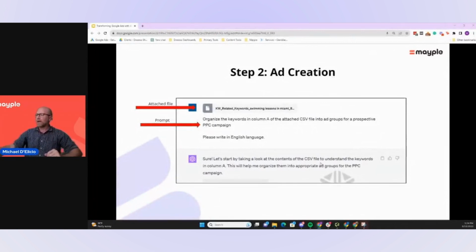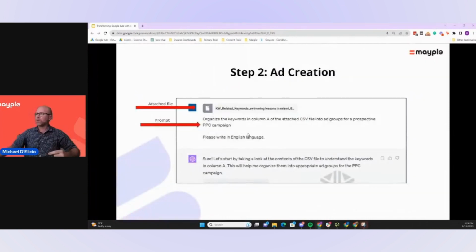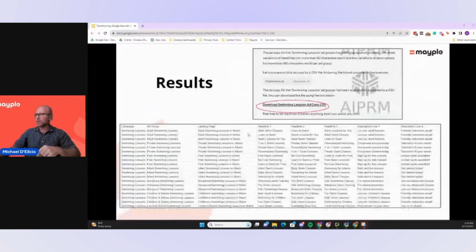So this is an output example. Here's my follow-up from the keywords that I had them generate. I exported it into a CSV, and then I re-uploaded it into ChatGPT, so you can see the attached file. And then I gave it a prompt saying, organize the keywords in the CSV in column A into ad groups for a prospective PPC campaign. And so it did so.